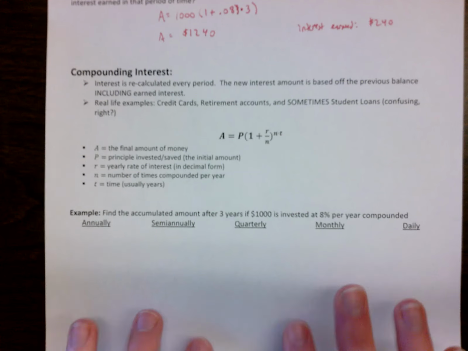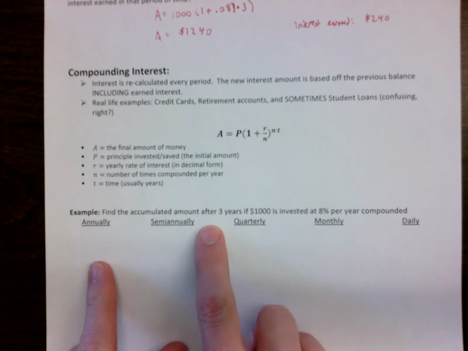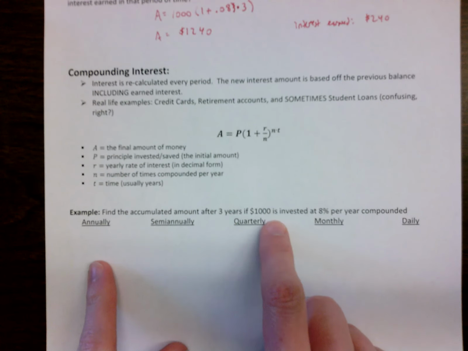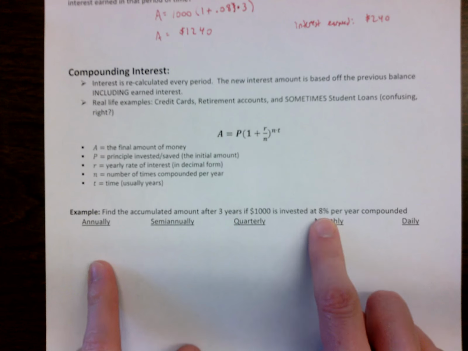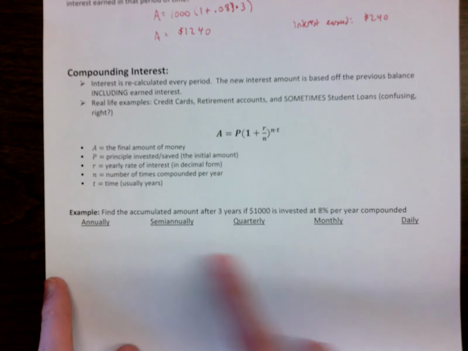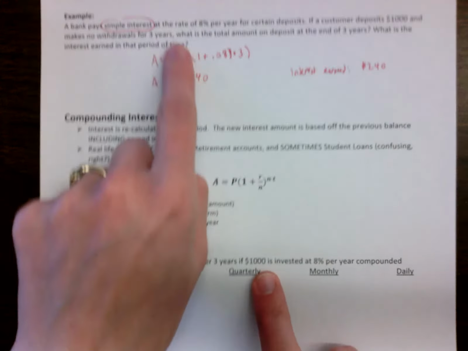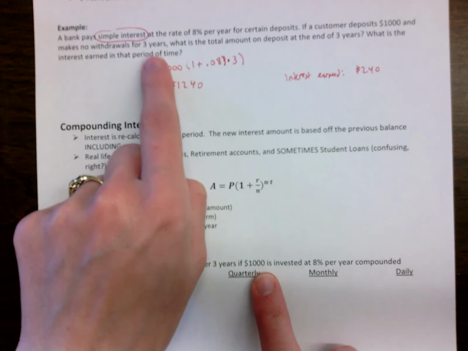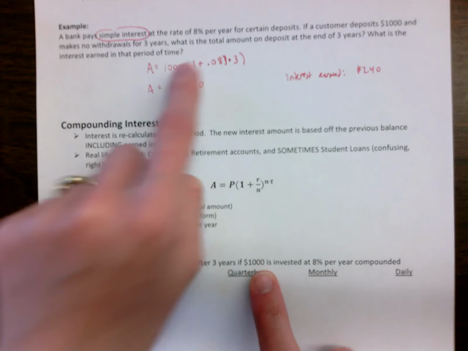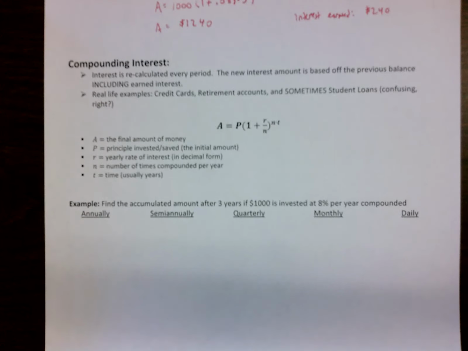So let's look at some examples. We're going to set up one problem: find the accumulated amount after 3 years if you invest $1,000 at 8% per year, and then we're going to compound it a bunch of different ways. Notice that it's the same setup as this problem. We're putting in $1,000 at 8% interest for 3 years, so we can look at what the difference is going to be.